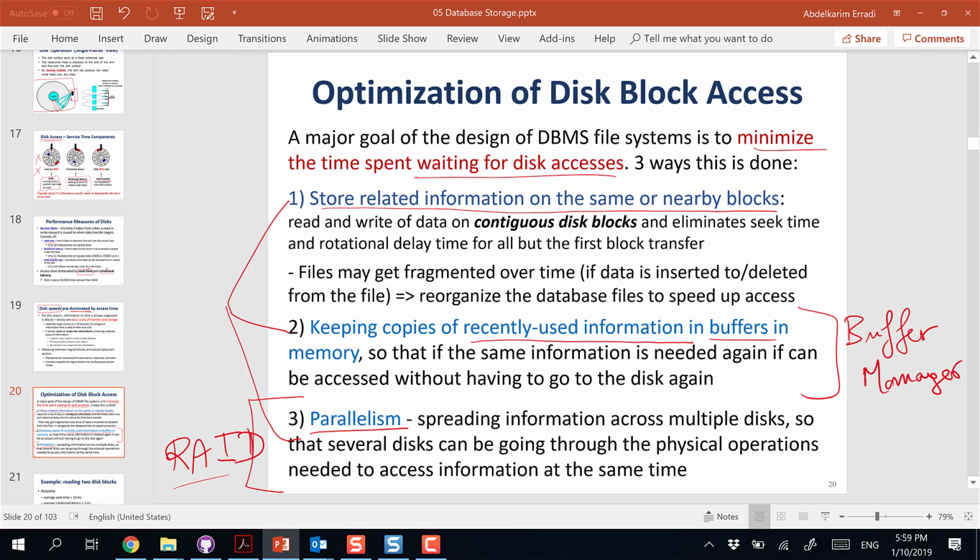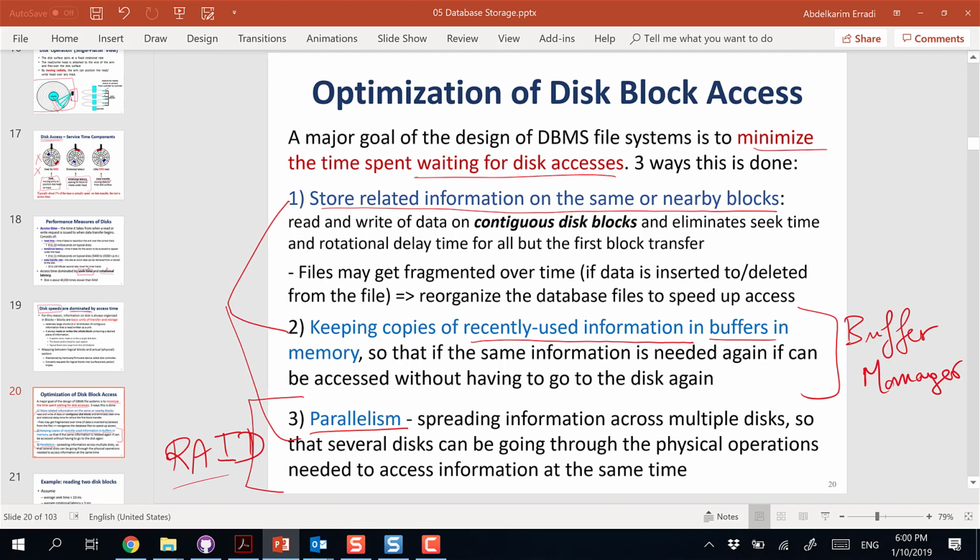Sorry, have you heard of it? You have used it? Yes, please. Yes, so it's an array of independent disks or an array of inexpensive disks that are put together and they act as one. And we will, of course, discuss them.